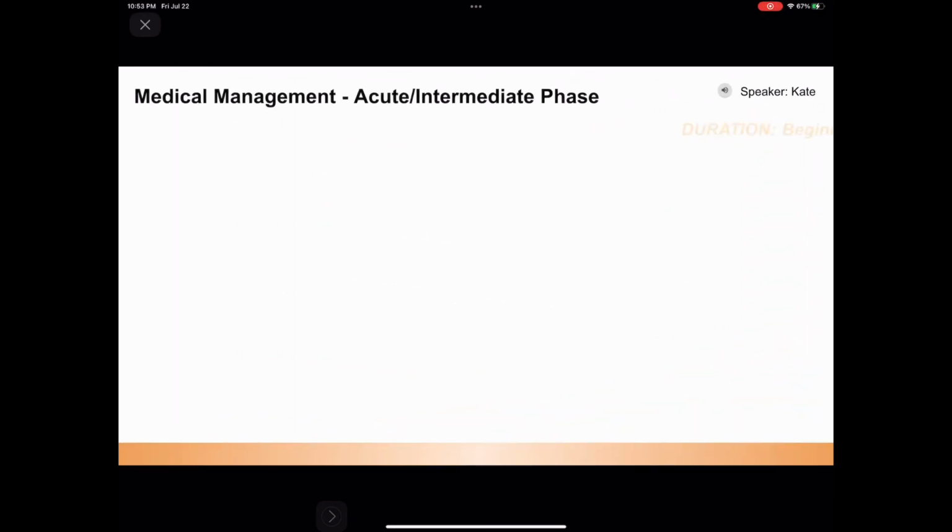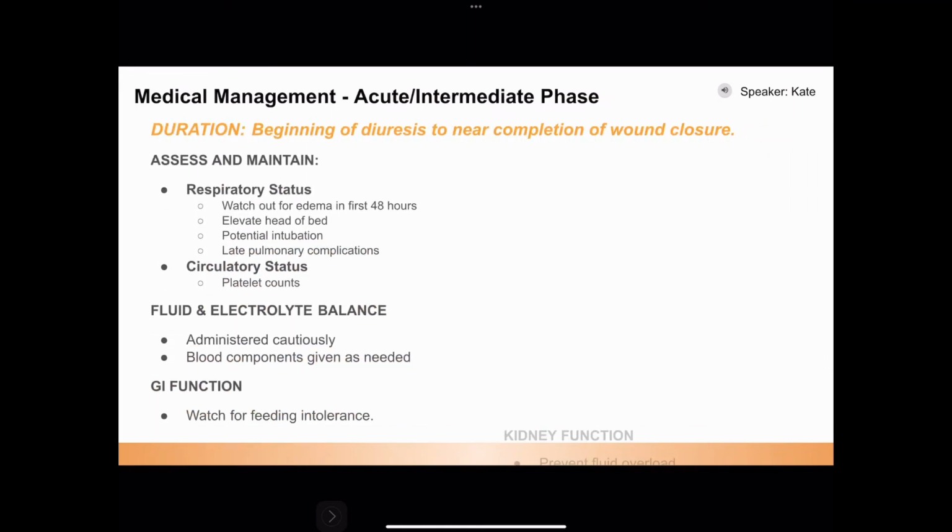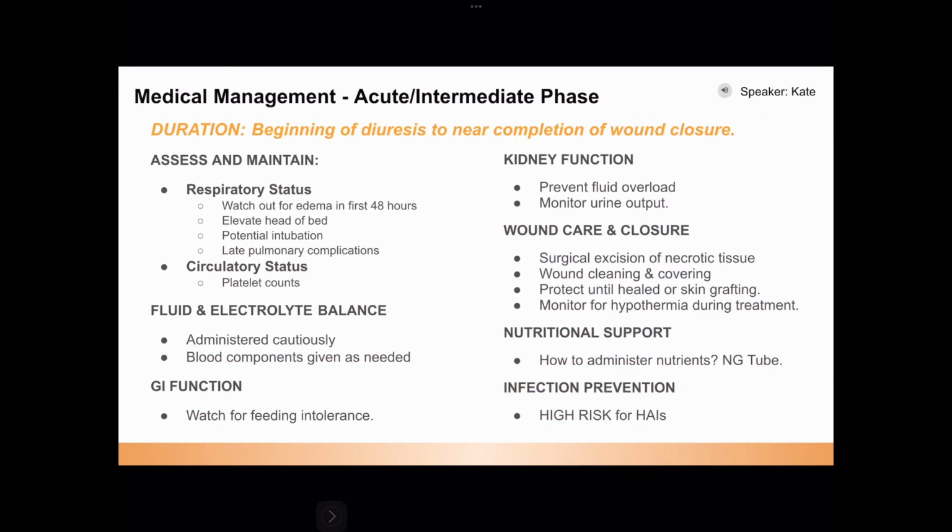The acute intermediate phase occurs from the beginning of diuresis to near completion of wound closure. During this phase, a lot of the emergent care continues. In addition to the risk of upper airway edema and secretions, other complications could develop, such as mucosal sloughing, atelectasis, airway ulceration, pulmonary edema, tissue hypoxia, pneumonia, acute lung injury, and ARDS. Keep the patient's head of the bed elevated and monitor that airway.